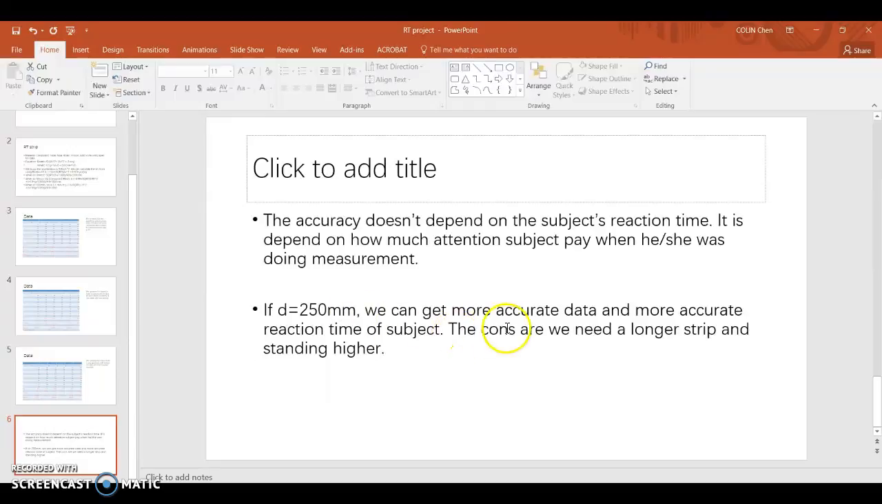And if D is equal to 250 millimeters, the pro is that we can get more accurate data and an accurate reaction time of the subject, because the interval of the reaction time will be smaller. But the cons are that we need to get a longer strip, and the people who hold the strip also need to stand higher.